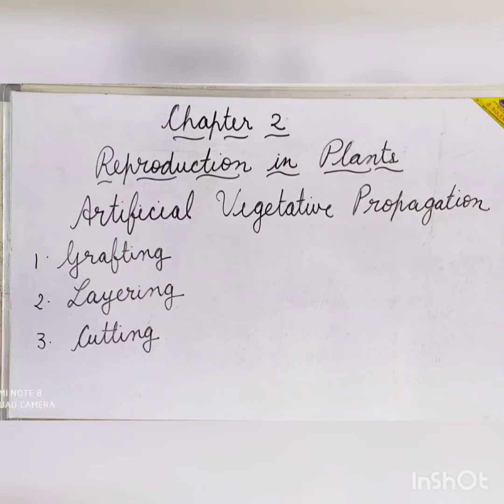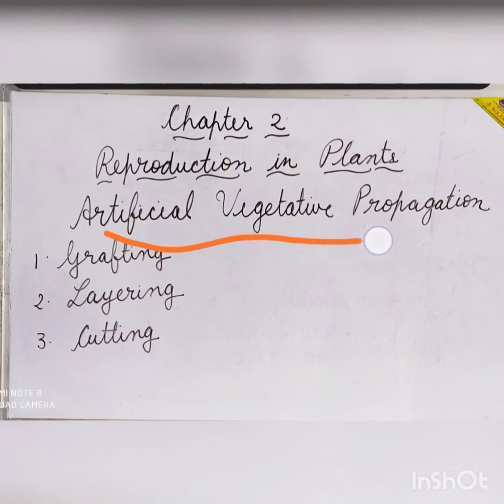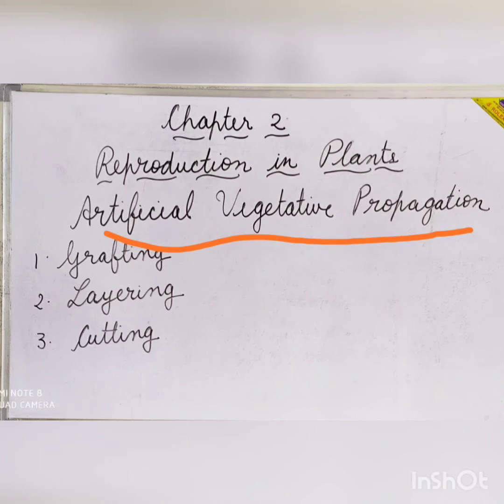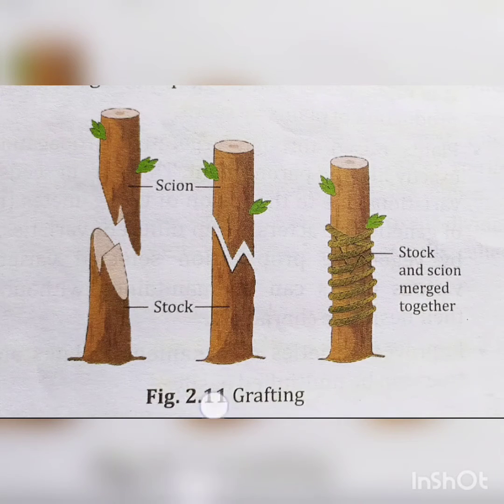Some new plants are developed vegetatively by human beings to improve the variety of the plants. Such vegetative propagation is called artificial vegetative propagation. The three methods used for artificial vegetative propagation are grafting, layering, and cutting. In grafting, two different plants are combined to obtain a new plant with superior qualities.